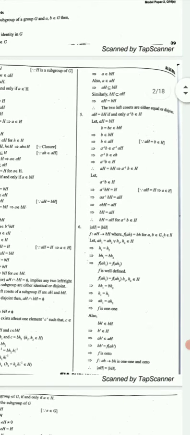From both conditions we say that ah equal to bh. Therefore the two left cosets are either identical or disjoint. This is a very, very important property.